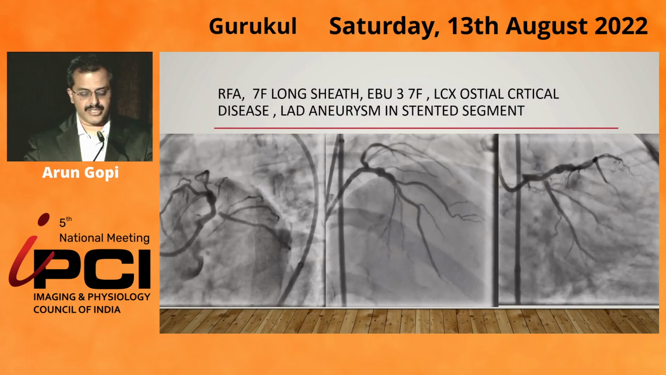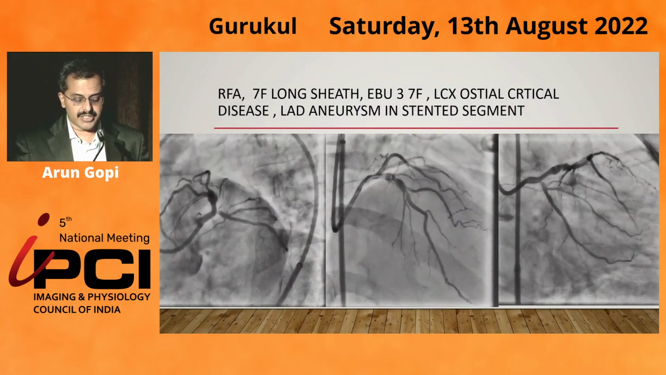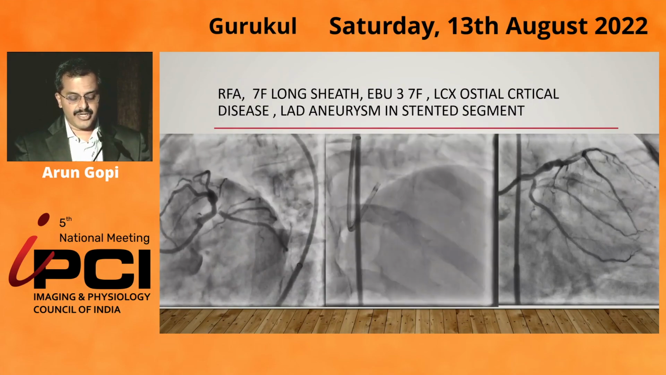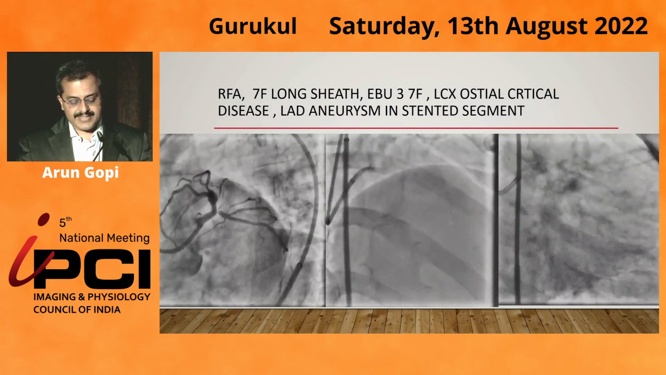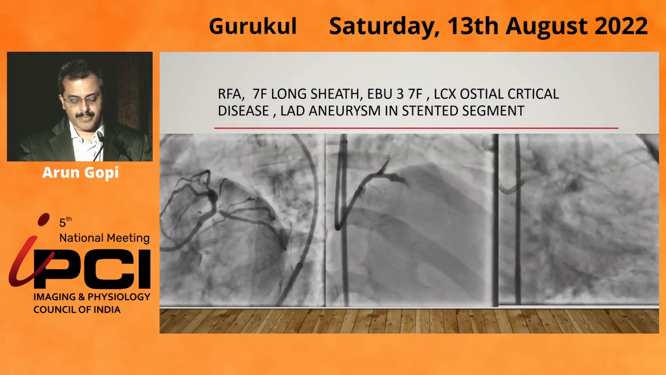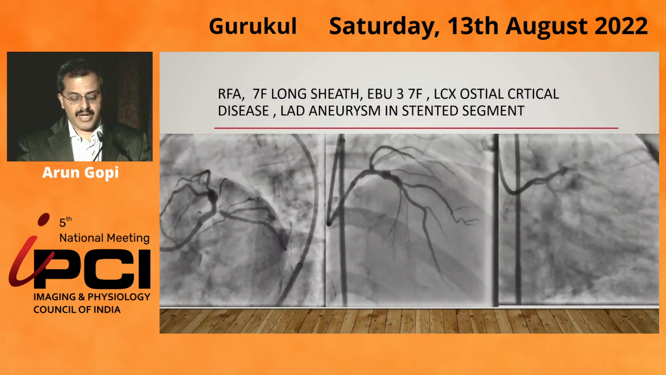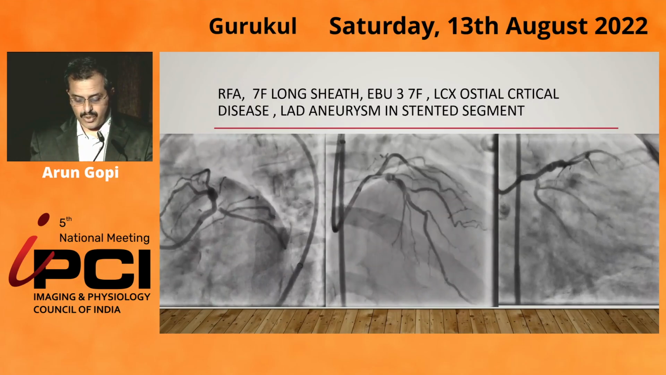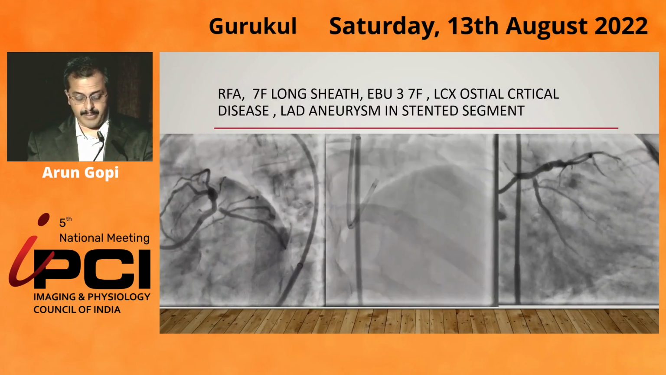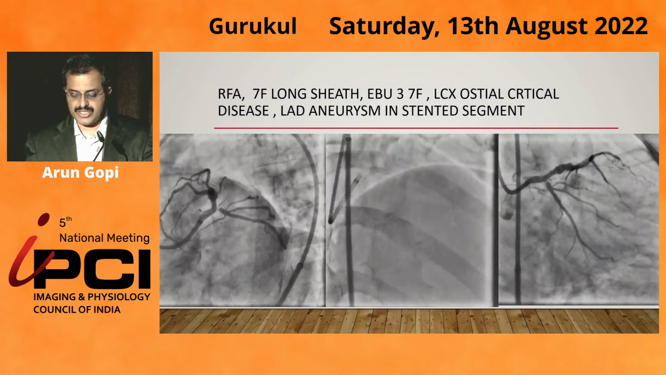He came to us for a PCI. So this is the diagnostic angiogram. The typical Achilles heel lesion for the interventional cardiologist, tight ostial circumflex lesion in a peristent milieu in the ostium of LAD. Right femoral access, 7 French long sheath for extra support, EBU 3.0 guide, LCx ostial critical disease, and also you find an aneurysm in the LAD stented segment. So all these complexities require imaging in this scenario. With mild renal impairment, we thought of using IVUS.